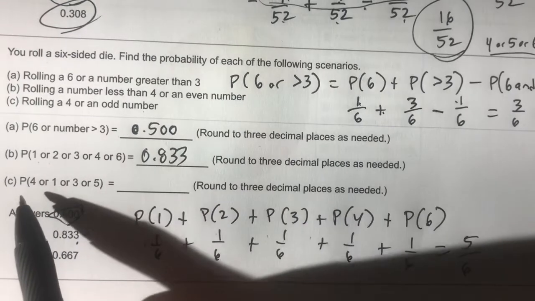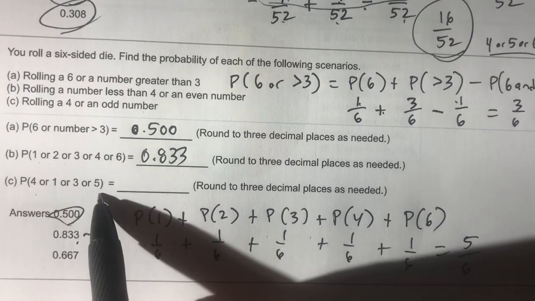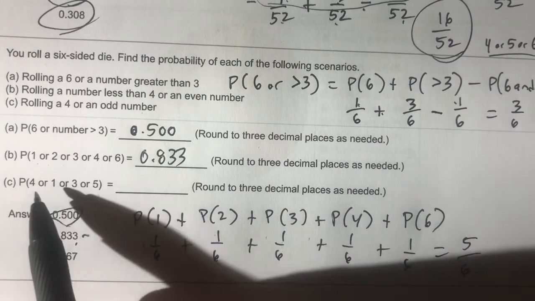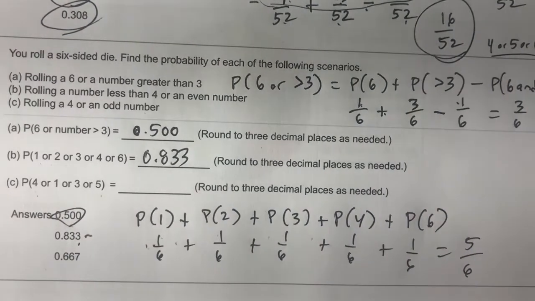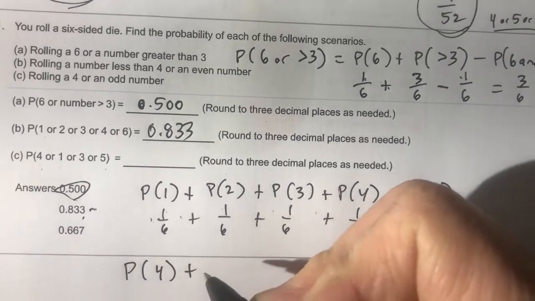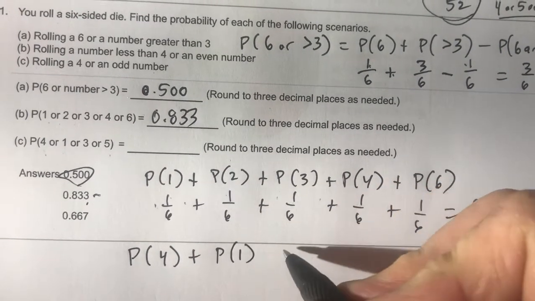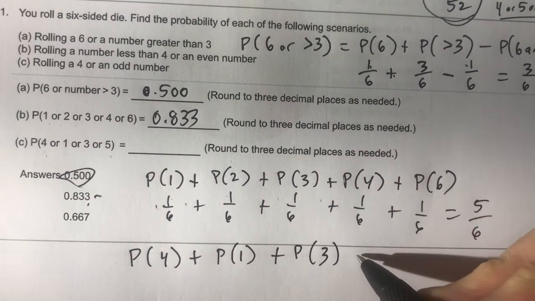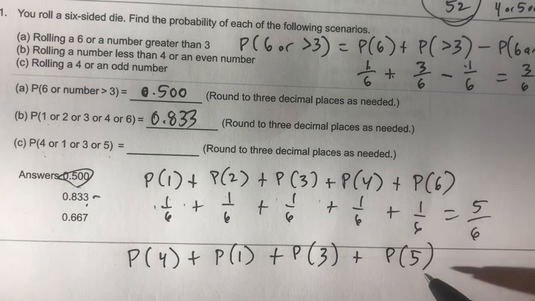Okay, what about this one? Probably getting a 4 or a 1 or a 3 or a 5. Again, these are mutually exclusive. It's not possible to get 2 of those at the same time. So it's going to be the probability of a 4 plus the probability of getting a 1 plus the probability of getting a 3 plus the probability of getting a 5.